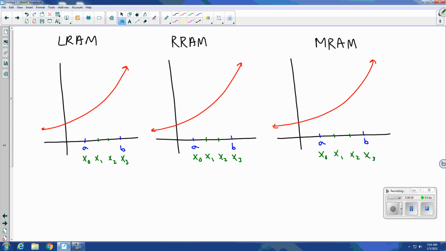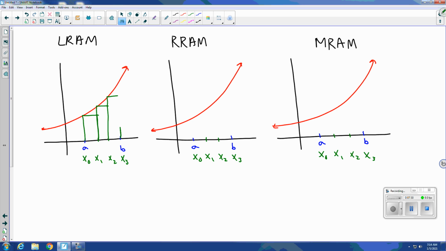For an LRAM, when I look at this first individual subinterval, so from x sub 0 to x sub 1, you take the left endpoint of that subinterval, go up or down to the function, whether it's above or below the x-axis, intersect the function itself, and then go horizontally over to the other endpoint of the subinterval to create your rectangle. Repeat for each subinterval, so take the left endpoint, go to the function curve, go over horizontally to the other endpoint of the subinterval to make your rectangle.